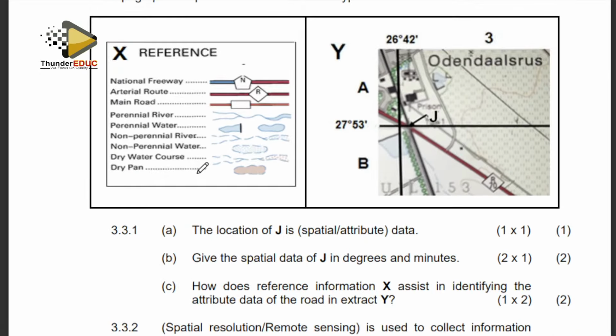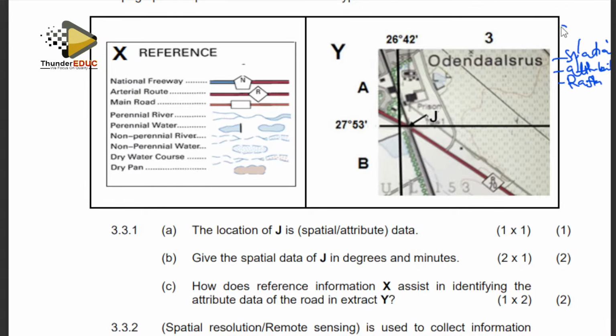The first question: the location of J is here. Is it spatial or attribute? J is this line here, which is 27 degrees, 53 minutes. Remember the types of data. I'll just briefly take you a little bit back. There is spatial data, there is attribute data, there is raster data. I think you remember that.